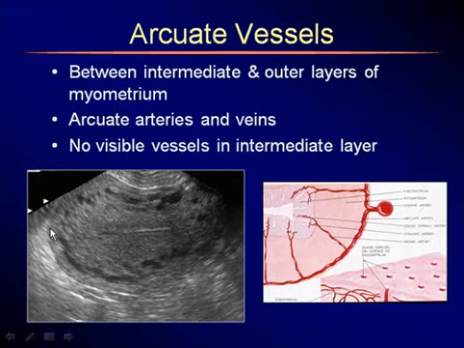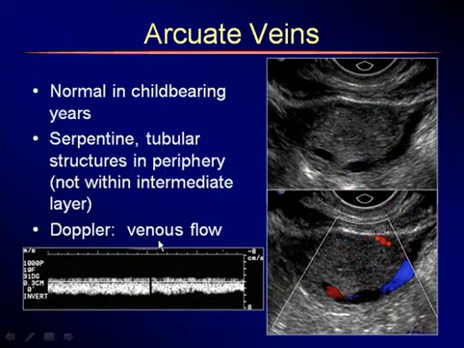Now, these arcuate vessels are located approximately 5 millimeters under the serosal surface of the uterus. As we can see here, the vessels come in along the lateral aspects of the uterus, come around the periphery, and send branches into the myometrium. Now, these vessels can be very prominent in some patients, especially the veins. They can be as prominent as in this patient, but this is still normal in women of childbearing years.